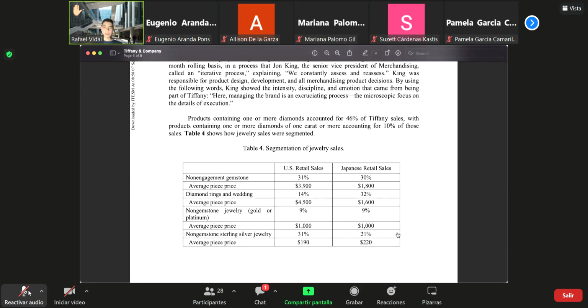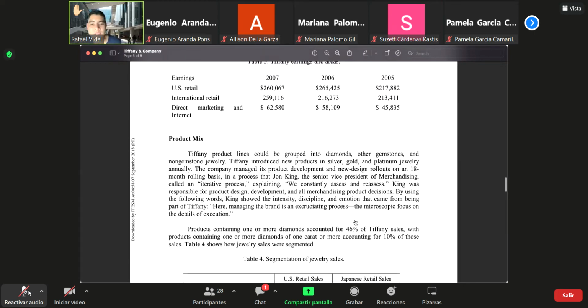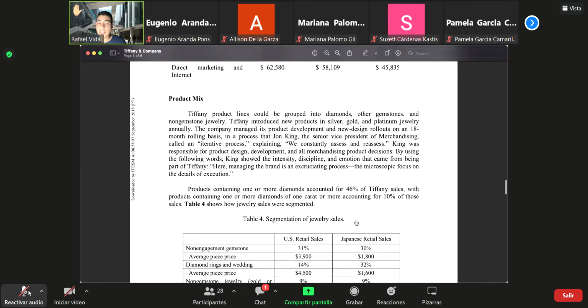Let's look at what's different from the US. What's different in Japan from the US? Why are we selling pieces that have a lower price? In the US, they have a higher price. And if you go and read the case, you'll find that this is because of cultural setting. The way Tiffany & Company is perceived in the US is as tradition, as high quality. That's not perceived by Japanese people, or they don't perceive it in the same way.